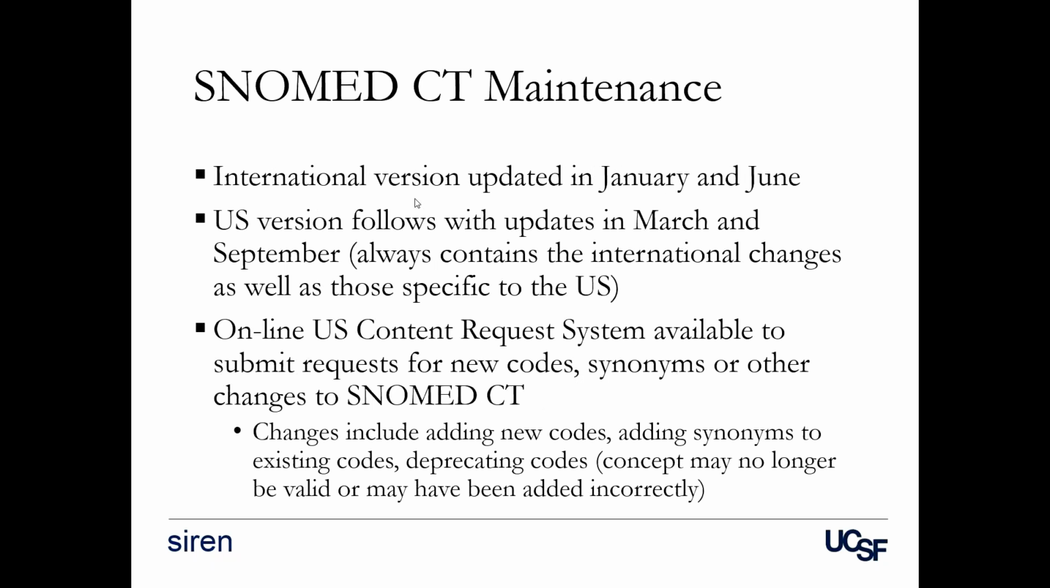The international version is updated in January and June, and the United States version follows with updates in March and September. These updates will always contain the international changes, as well as those that may be specific just to the United States. There is an online United States content request system available to submit requests for new codes, synonyms, or other changes to SNOMED CT. Changes can include adding new codes, adding synonyms to existing codes, and deprecating codes for concepts that may no longer be valid or may have been added incorrectly in past versions.